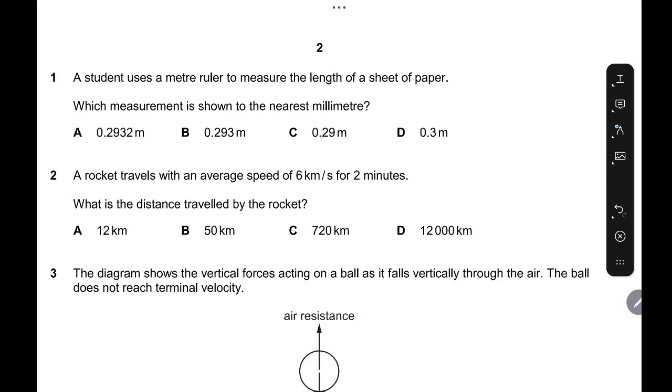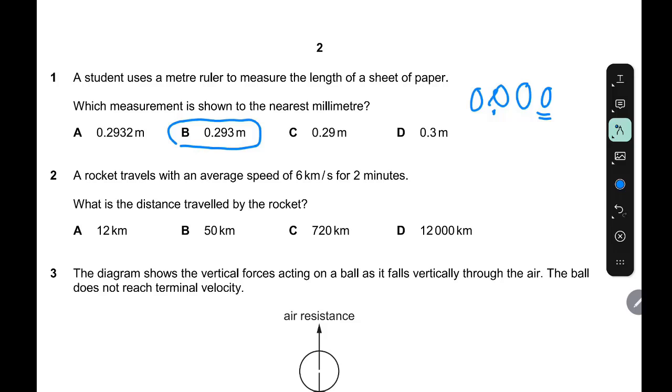First question: a student uses a meter to measure the length of a sheet of paper. Which measurement is shown to the nearest millimeter? Nearest millimeter means the one that is to the nearest millimeter, with a third decimal.